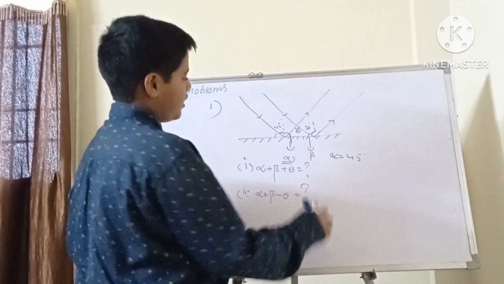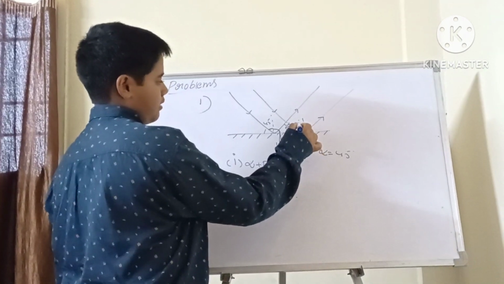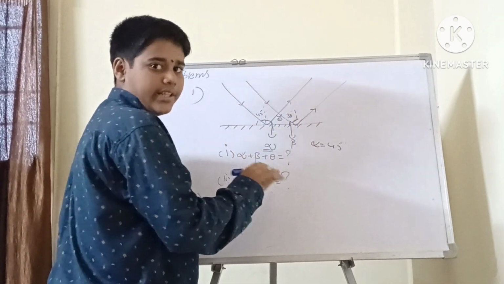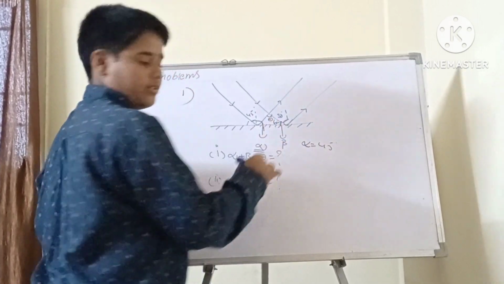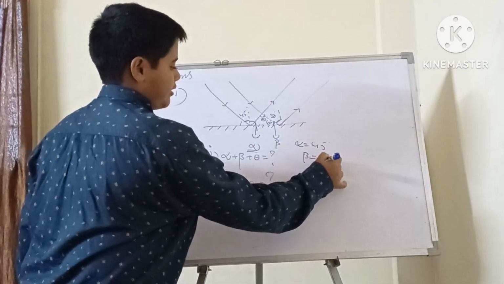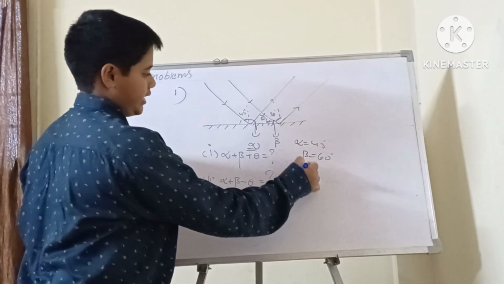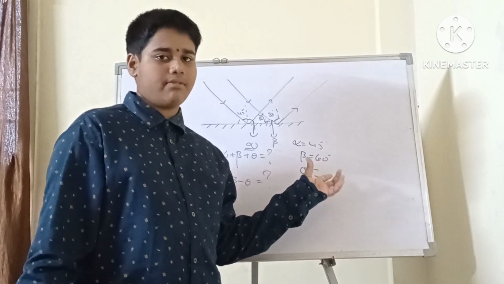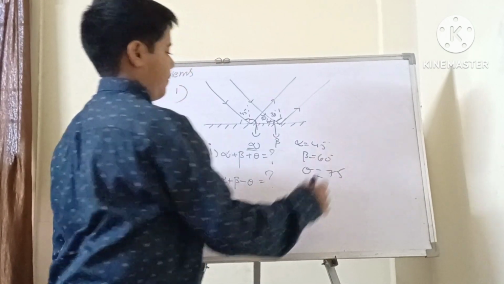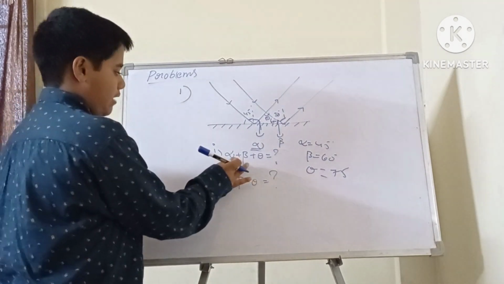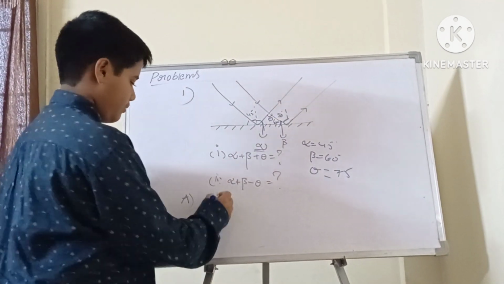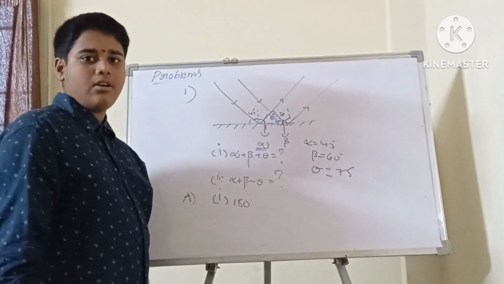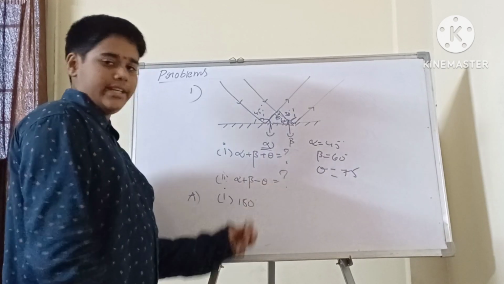Here the glancing angle of incidence: 30, 30, 60, 180 minus 60 is 120, so this is also 60. So beta is equal to 60. Theta is equal to 45 plus 60, 105, 180 minus 105, 75. They are asking alpha plus beta plus theta, which means 180 degrees, because it forms a triangle and the angles of a triangle sum to 180 degrees.